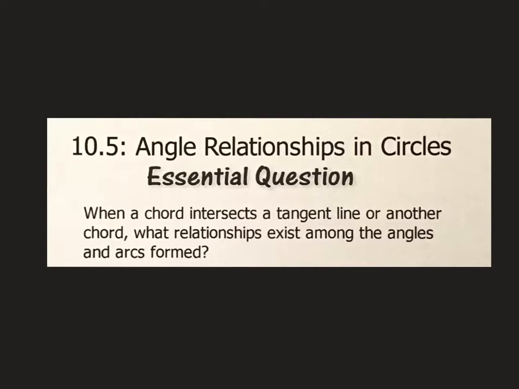Okay, so in 10.5, we're going to talk about angle relationships in circles. Like when a chord intersects a tangent or another chord, things like that. How angles are formed with what types of lines or segments and what those angles show.